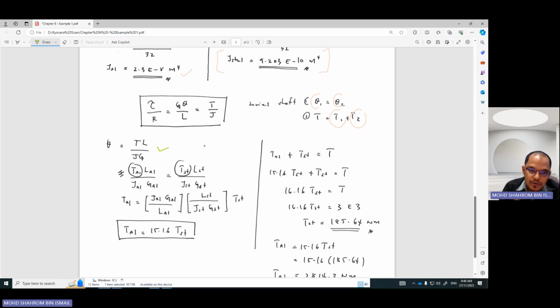And then, of course, we know theta aluminum is equivalent to theta steel. So we rearrange it. So let's say we want to focus on aluminum, then we arrange it this way. And then we manage to get torque for aluminum is equivalent to 15.16 multiplied by torque of steel.